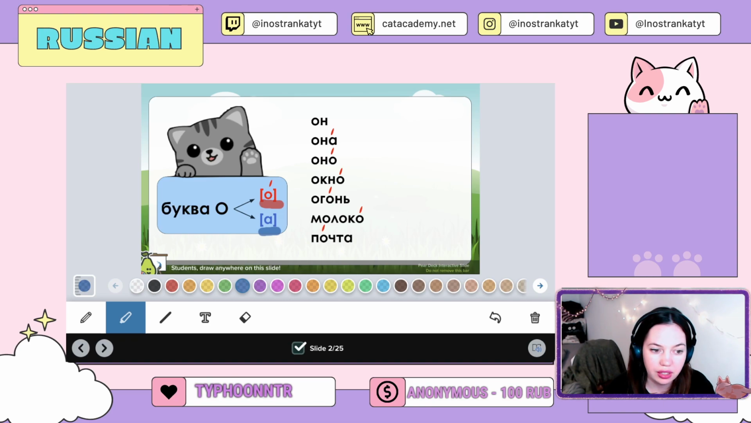So let's have a look at some examples. The first word we have is он. There are only two letters. One is a vowel, another one is a consonant. So it means there is only one syllable and it has to be stressed. There is no other way. So that's why we write O and we say O, он.